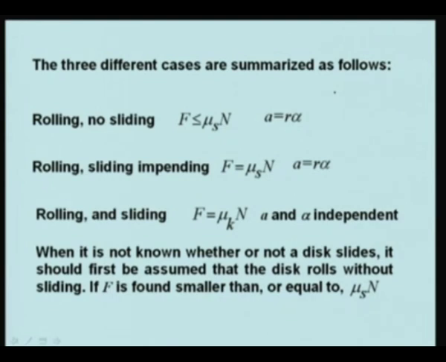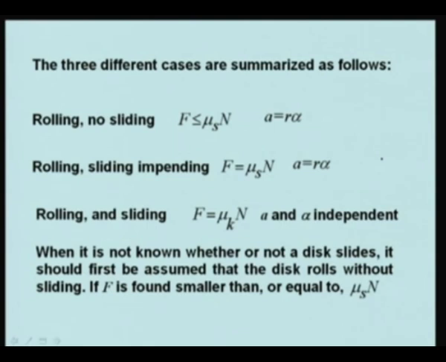In that case, what will be the equations? One is that F is equal to mu k times N, that is, the normal force and tangential force are related by the kinetic coefficient of friction, mu k, and A and alpha are independent in this case. We will not have any relation between A and alpha.